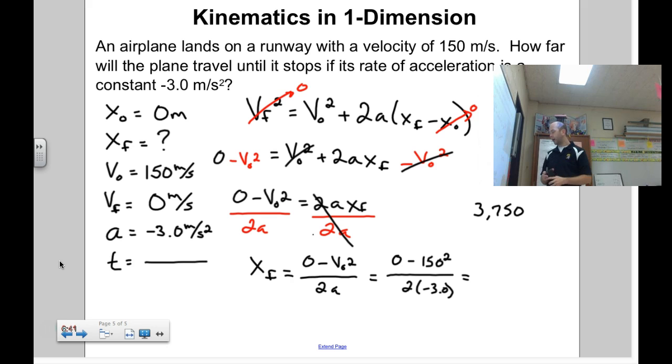How many sig figs are in 150? There's 2. How many sig figs are in negative 3.0? There's 2. This 2 right here, that's a constant. Don't worry about sig figs on that one. It's not 1 sig fig. So I got 2 sig figs, 2 sig figs. I'm dividing, so my answer can only have 2 sig figs. So I go 1, 2. Look at the number next to the 7. It's a 5, which tells me to round up. And so my final answer is 3,800 meters. And there you go.